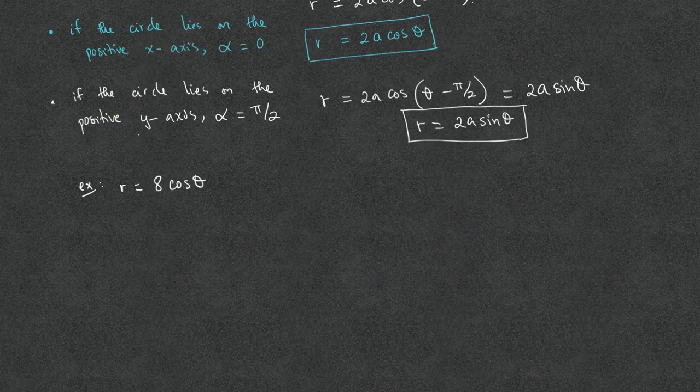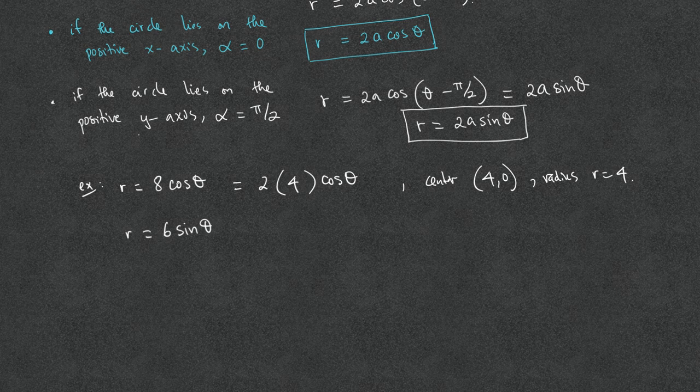For example, to describe the graph of r equals 8 cosine theta, we see that it resembles 2a cosine theta, so we would rewrite it in the form 2 times a cosine theta, where a needs to be 4. Thus, the center of this circle is at (4, 0). It lies on the positive x-axis with the radius r equals 4.